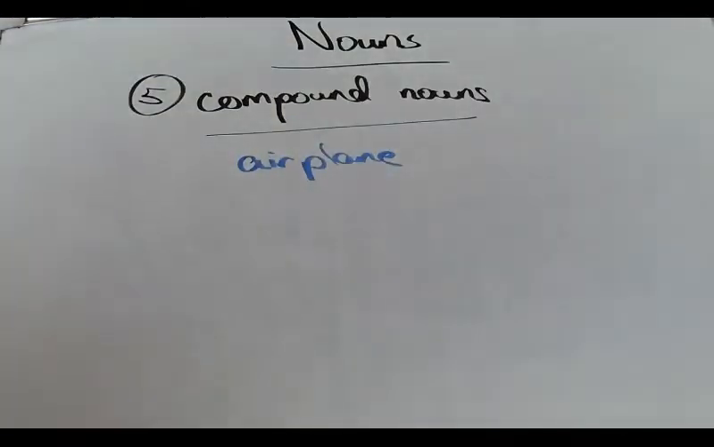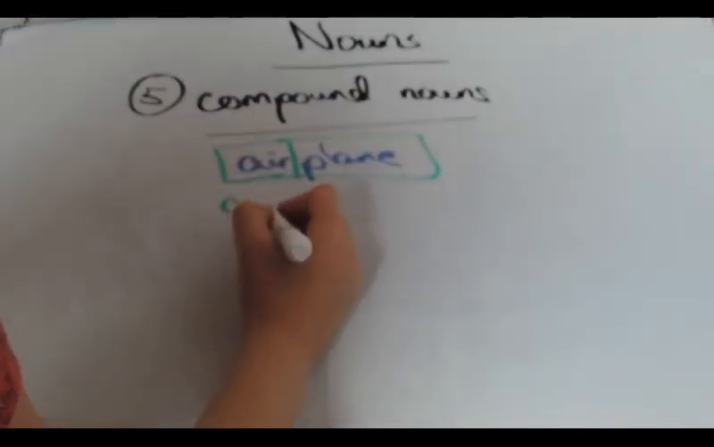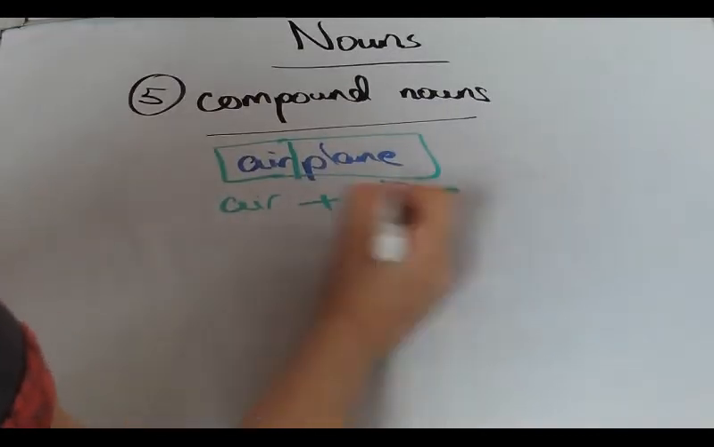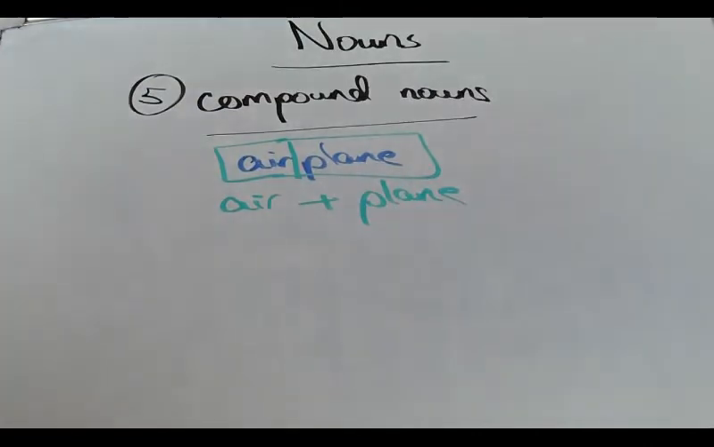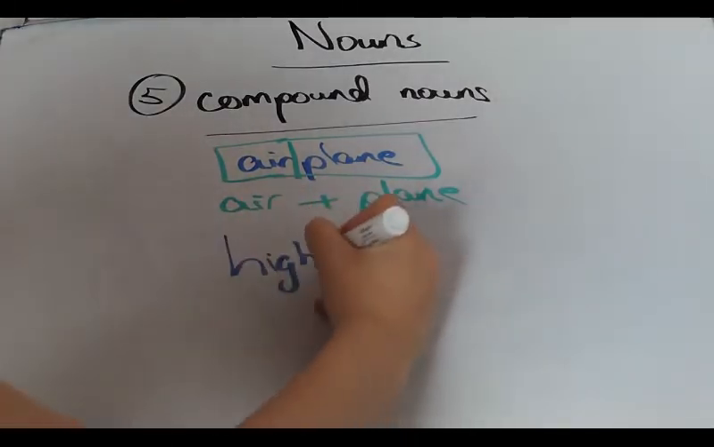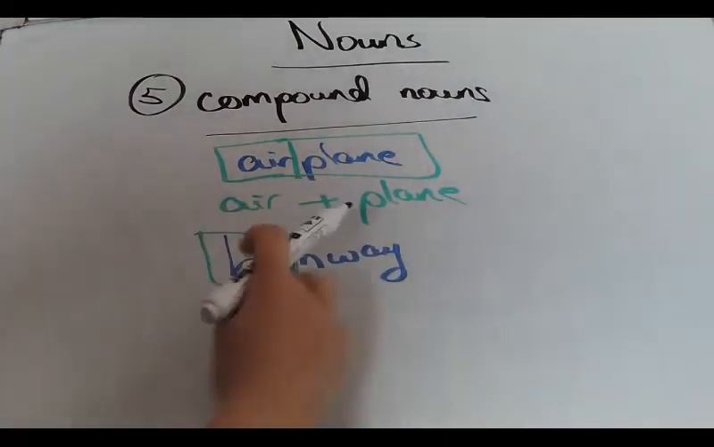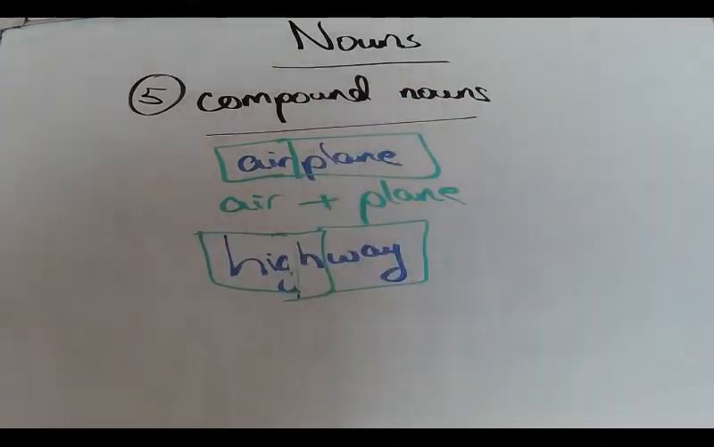Airplane is one word. If I divide this noun into two parts, I get air alone plus plane alone. Air alone gives me a different meaning. Plane also gives me a different meaning than airplane together. And we all know what an airplane is. Another example. Let's take highway. So high alone gives me a different meaning. Way alone also gives me a different meaning than highway together.